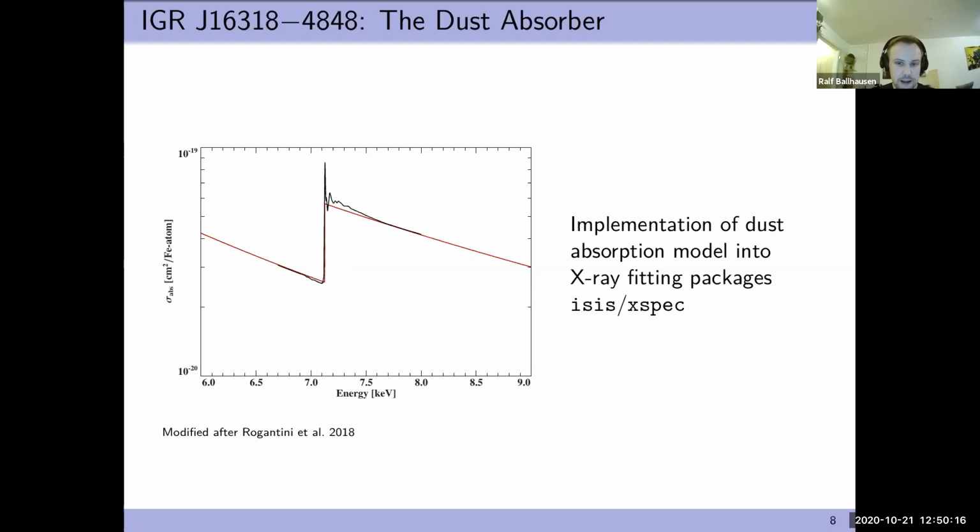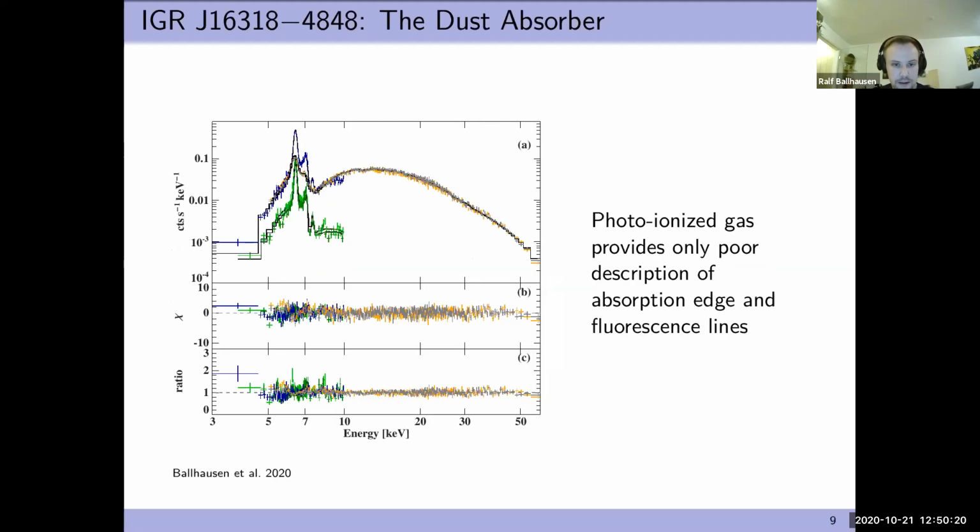So we implemented this in an ISIS or XSPEC fitting model and fitted this to the data and extrapolated the continuum absorption just by the chemical composition of the dust constituents. And what we get is that this actually reproduces the lines much more nicely.